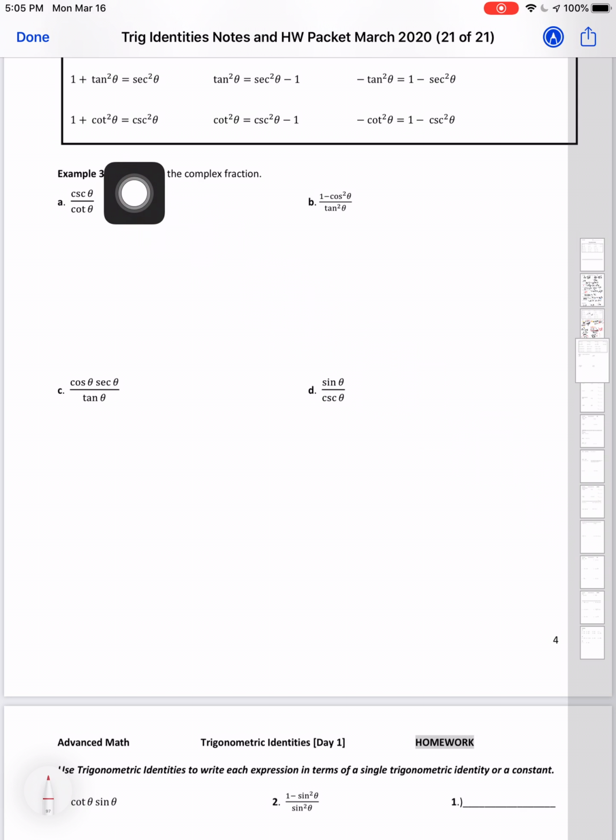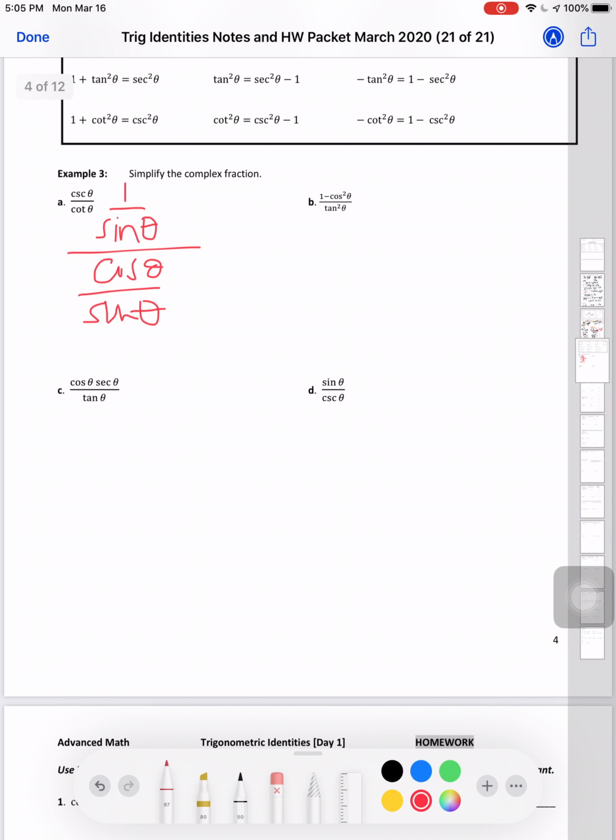So on this first part, the cosecant is written as 1 over the sine of theta, and the cotangent is written as the cosine of theta over the sine of theta. So then if we keep the top one the same, and then change to multiply and flip the bottom, we're going to change this to multiply, and then we're going to make this be sine over cosine.